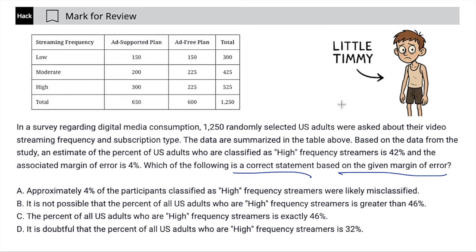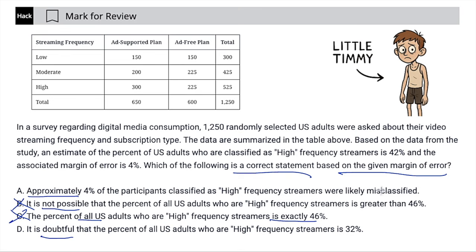So behaving like little Timmy, we're going to completely ignore the passage and the chart here, and we're just going to eliminate any confident answers that give definitive statements. So the word approximately is nice because it's sort of hedging, not being too sure of oneself. But choice B, it is not possible. That is way too confident. Little Timmy would never say that, so we're going to get rid of it. Choice C, the percent of all US adults is exactly. That is a definitive, absolute statement. Little Timmy would never be so confident to say that. And then choice D, it is doubtful. Timmy would say that. Okay, now we just have to figure out what our actual question is.